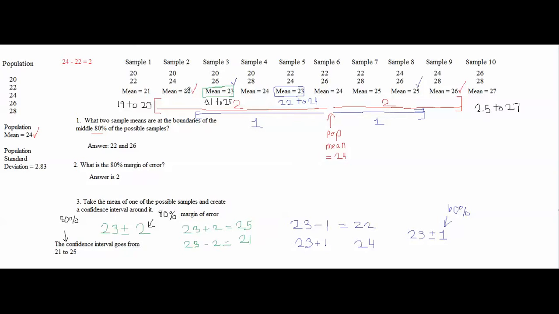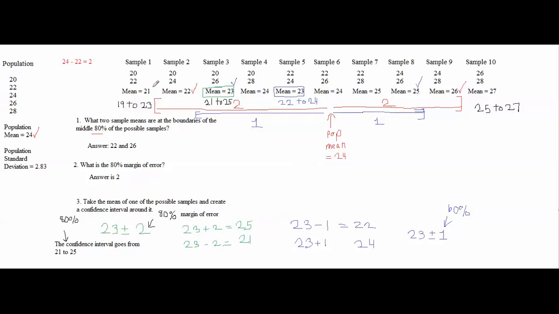You can try doing this yourself. You can try taking one of the samples that are below the middle 60% and using it to create a confidence interval. You can take one of the samples from the middle 60% like I did and create the confidence interval, and take one of the two that are above the middle 60% and create a confidence interval. And you'll notice that only the ones in the middle 60% include the population mean of 24.